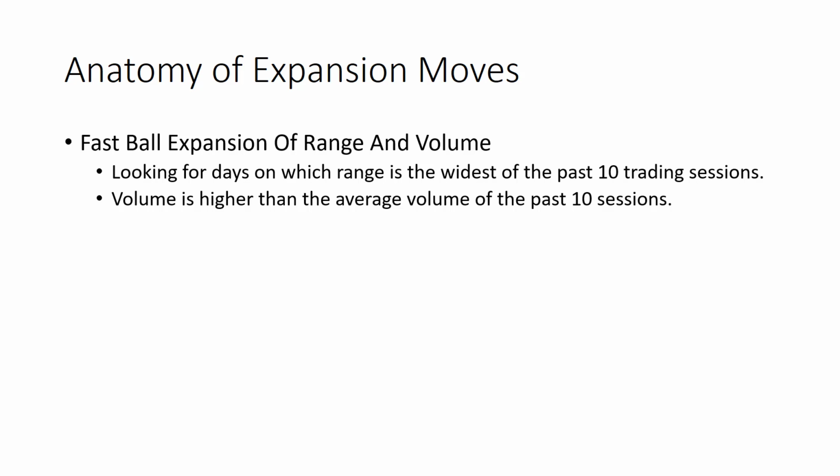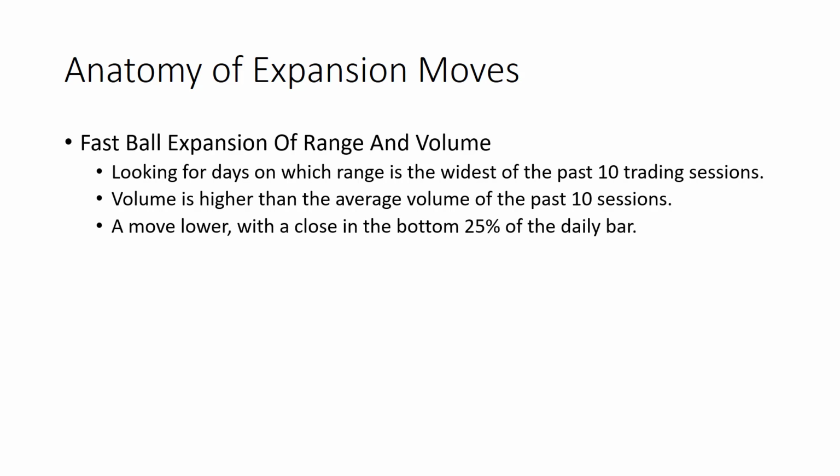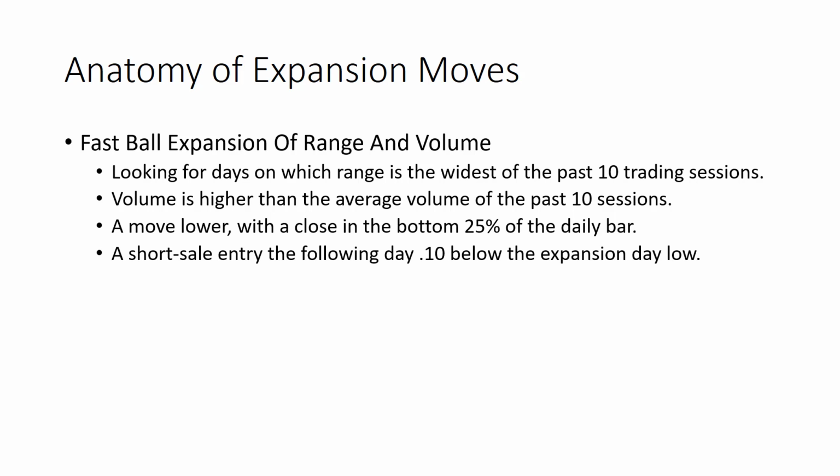And then again, we're talking about the short side entry here. So we're going to want to see a move lower, and essentially what you want is the open to be in the top 25% of the bar and the close to be in the bottom 25% of the bar. You don't want to see that open or closing tick happen in the middle of the bar somewhere. And then the following day, we've got a short sale entry, going to put that 10 cents below that expansion day low. We target underlying support from a daily chart. So the pattern presents on a daily chart, and we look for our support on the daily chart as well. That's where we're going to target.